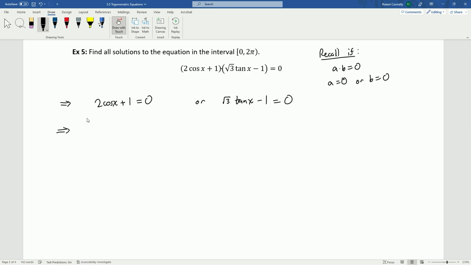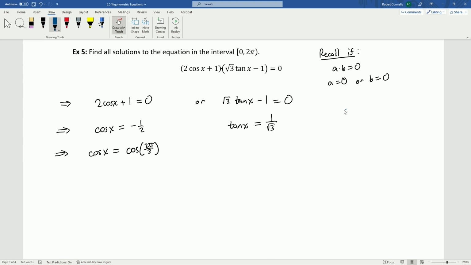Okay, so this first one, we'll just subtract 1 and divide by 2, and we get cosine of x equals -1/2. And we can rewrite that as cosine of x equals cosine of 2 pi thirds, because 2 pi thirds is the angle that gives me -1/2 for cosine. Now for this tangent one, we'll add 1 and divide by the square root of 2. Or sorry, the square root of 3, I meant to say.